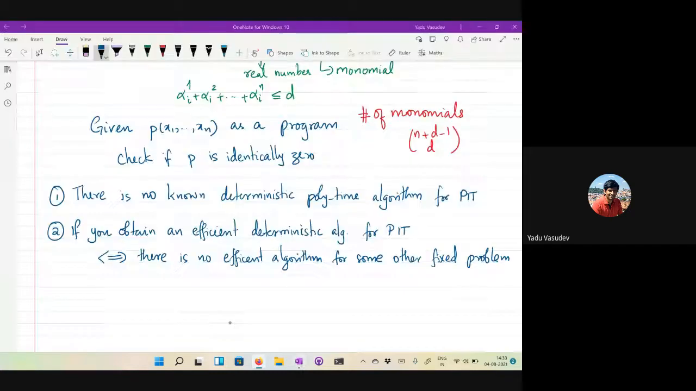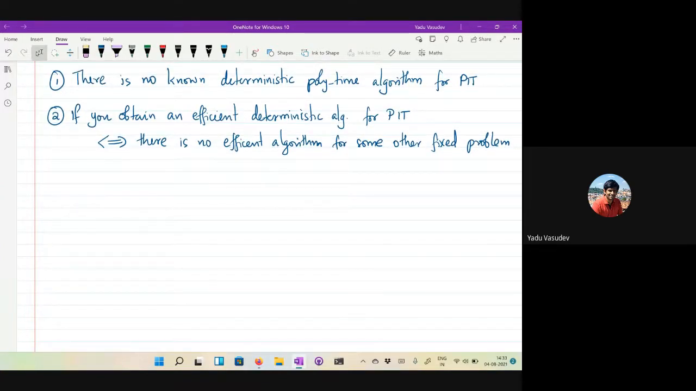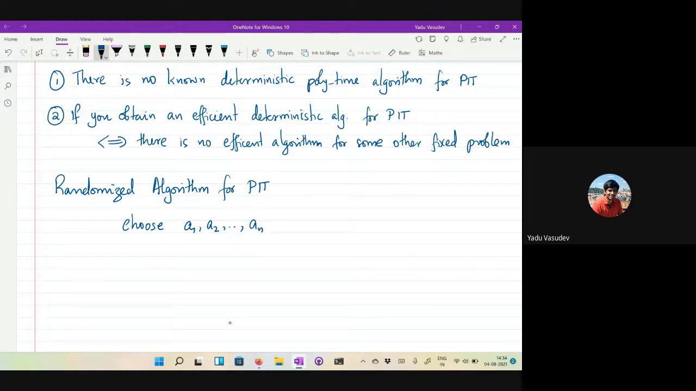So let's look at this randomized algorithm for PIT. Okay, and what is really interesting about this randomized algorithm is that it is exactly the same algorithm that we saw for the univariate case. Okay, so the randomized algorithm for PIT is the following. Choose values a1, a2, and so on till an from a set S.